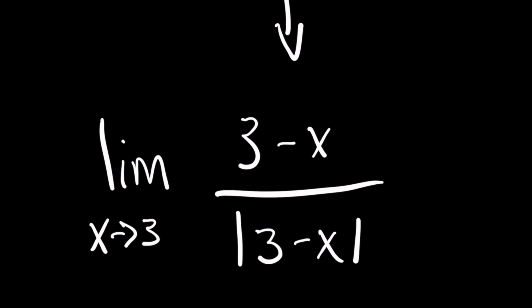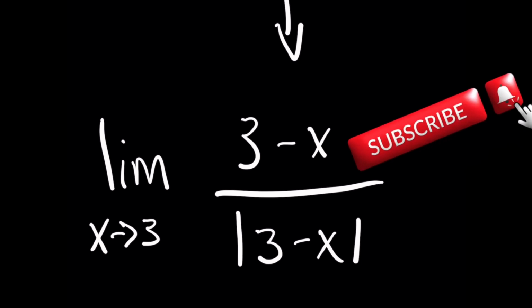When you have a limit problem like this, the first logical thing to do is to take whatever we're approaching for x, being 3 in this case, and just plug it in. But that doesn't really help us to get the answer yet, because you'll find that you simply will end up with 0 divided by 0.